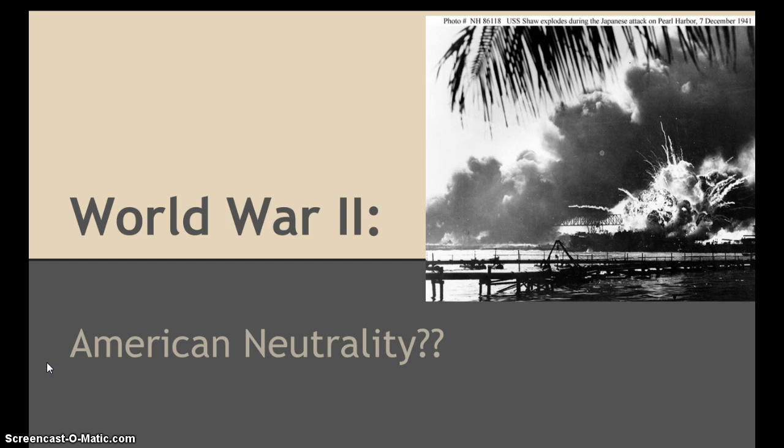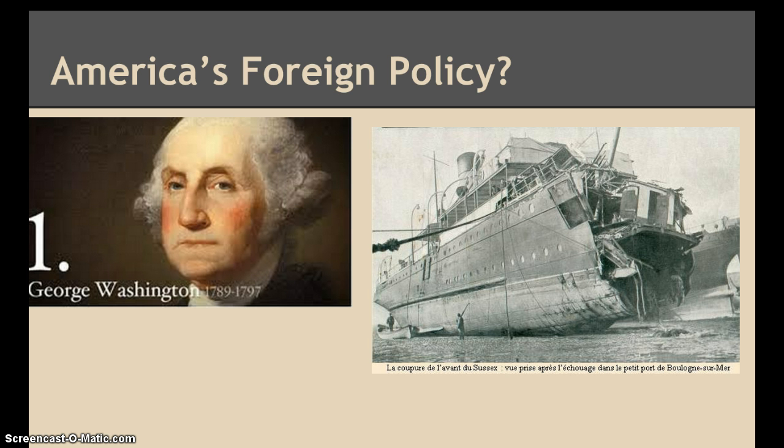We're opening up with our new unit on World War II. So this is a famous image to introduce you to this concept of how can we remain neutral during this new international crisis known as World War II. Another question for number 1 on your guided notes is, what has been America's foreign policy up to this point in history? These two images should get you thinking.